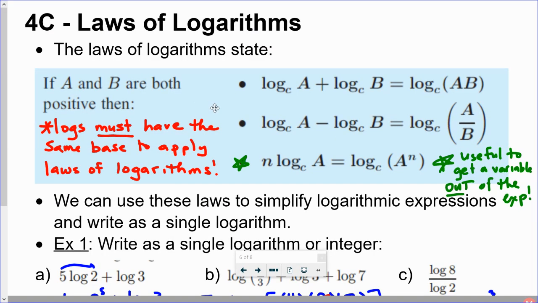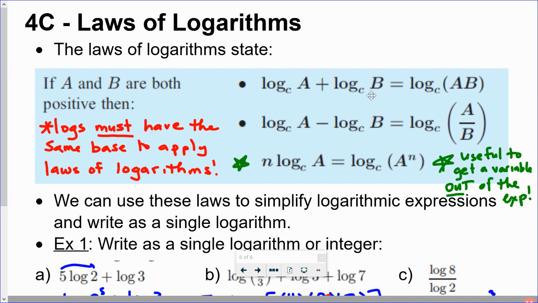So the laws of logarithms are something you might remember from your grade 11 university class that you took in grade 10. If A and B are both positive, then these are three rules that apply for logarithms that we can use to take a long expression and simplify it to a shorter one, or take a shorter logarithmic expression and expand it to a longer one. What's important to remember is that logs must have the same base to apply the laws of logarithms.